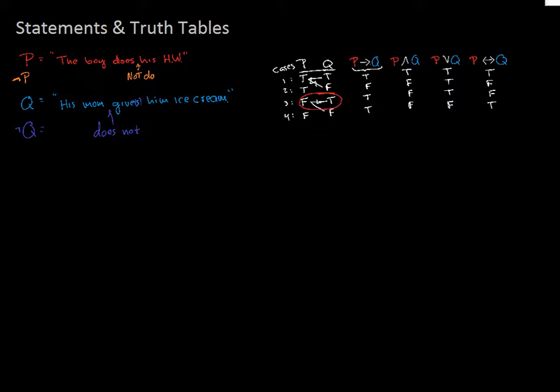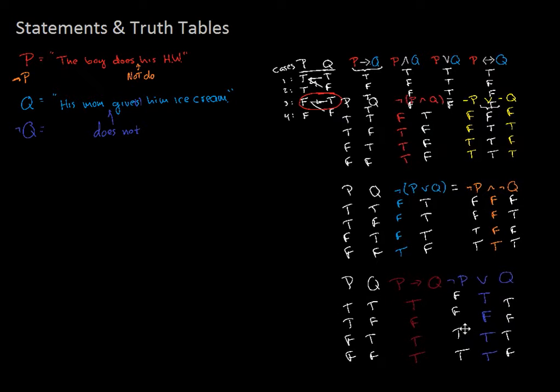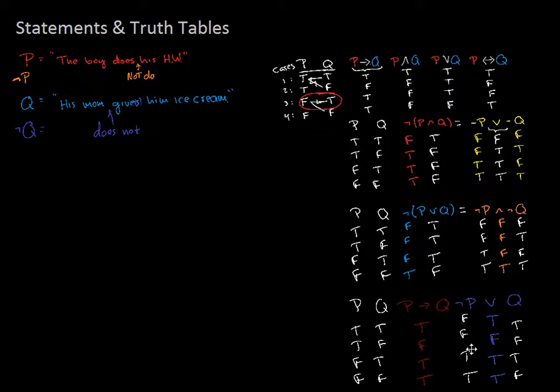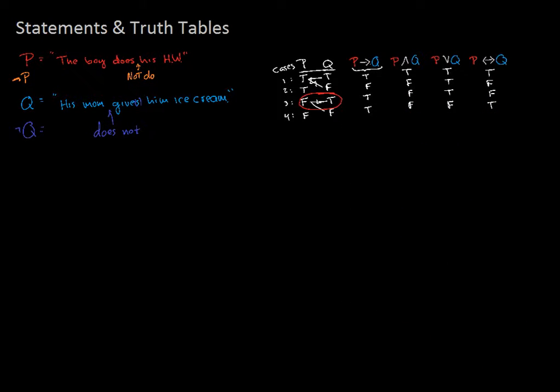So in this video, or in the last videos, we dealt with truth tables that had only two components, P and Q. In this one, we're going to introduce a third component and see how it changes. So P was the boy does his homework. Q is his mom gives him ice cream. Let's make R green.